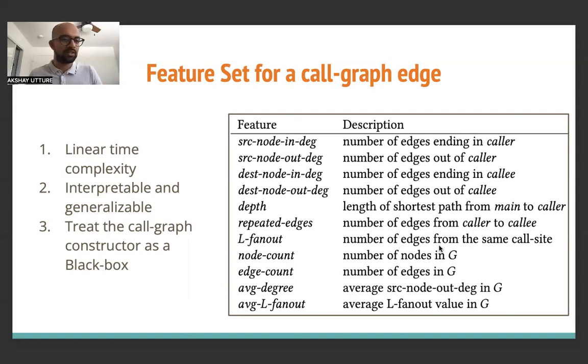And we want it to be generalizable so that it can be applied to unseen programs that are not from the training set. And thirdly, we wanted to treat the call graph constructor as a black box so that it makes no assumptions about what kind of tool is being used or what call graph algorithm is being used. So we won't go into details of each feature, but the high level idea is to capture the structural context of the edge in the call graph.